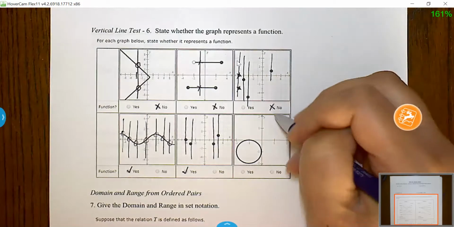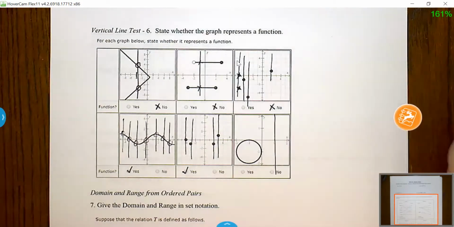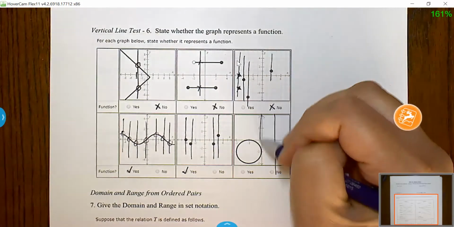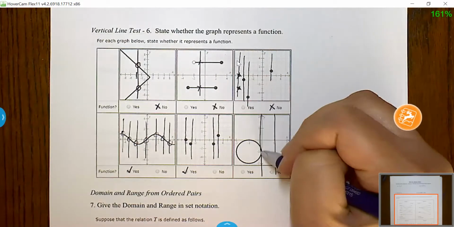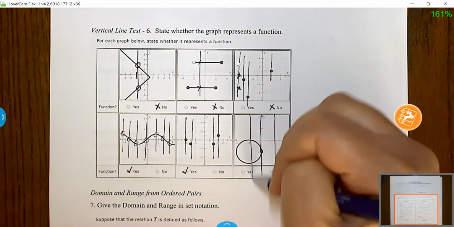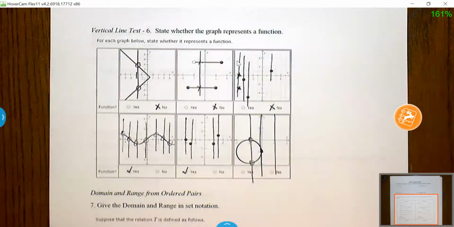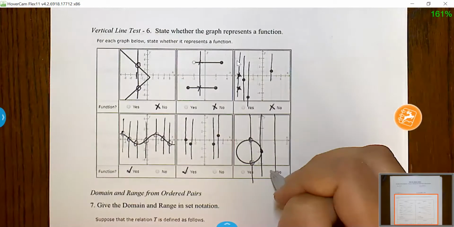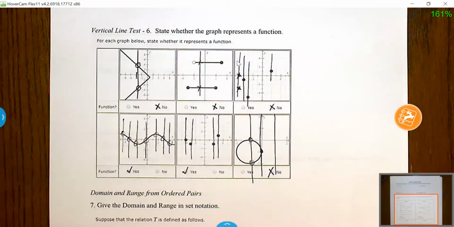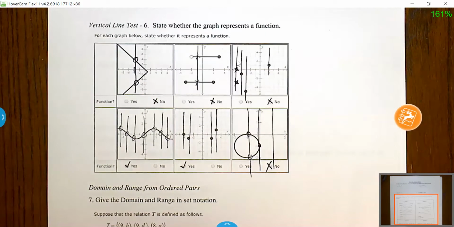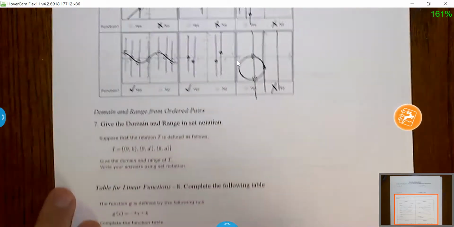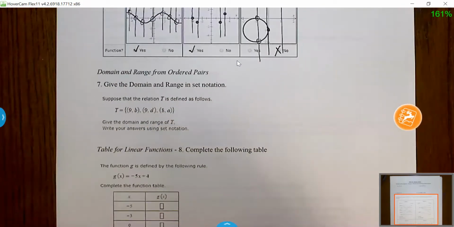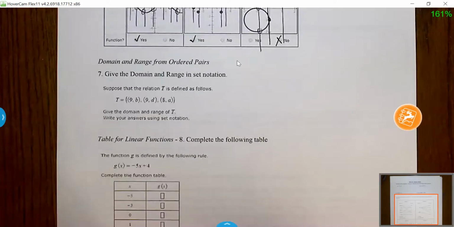Okay. I can draw a vertical line out here that doesn't cross any of them, right? I could draw a vertical line here that just crosses it once, but I could draw a vertical line here that crosses it twice. If any vertical line crosses it more than once, it is not a function. All right, let's move on to domain and range in set notation.